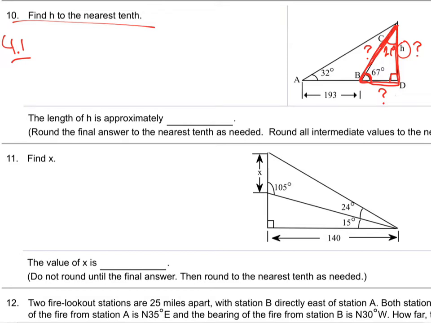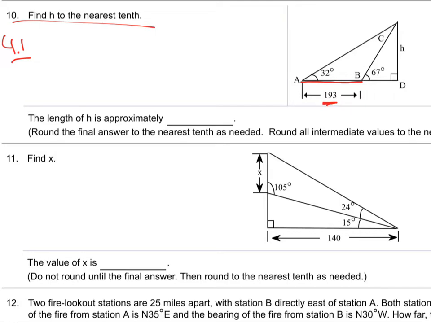So I can't use law of sines. And I also cannot use any kind of right triangle, SOHCAHTOA stuff. Either one, law of sines or SOHCAHTOA, you've got to have one of the sides. And I don't have any of the sides in that triangle on the right. So don't start there. Whereas this triangle on the left, I do have one of the sides. It's 193. So that's where we need to start.